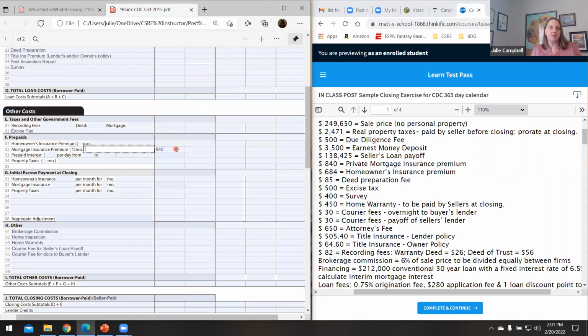Another prepaid, still in F as in Frank. Another prepaid is our homeowner's insurance premium. Again, the buyer will have to pay on the day of settlement for their first year policy. Insurance is always paid in advance.